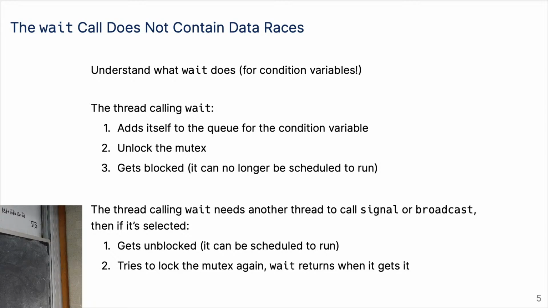And then whenever some thread calls signal, in this case, there's only one thread sitting there, so it's going to wake up that thread. It would get unblocked, so it can be scheduled now. And then before it returns from the wait, it will grab that mutex again, so the mutex is locked when wait returns. Okay.